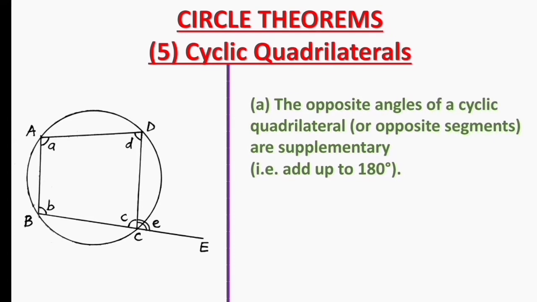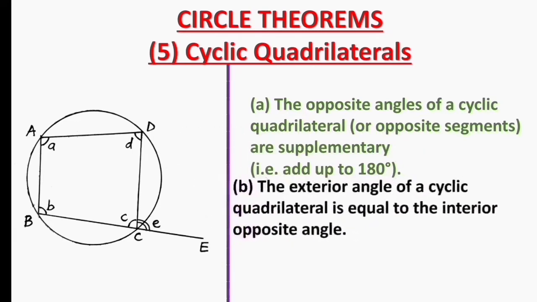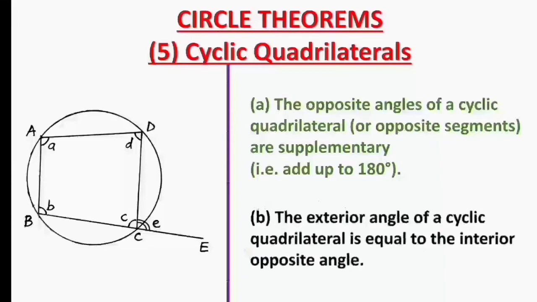Looking at the statement for cyclic quadrilaterals. The first statement says the opposite angles of a cyclic quadrilateral, or angles in opposite segments, are supplementary. That means they add up to 180 degrees. From the second statement, the exterior angle of a cyclic quadrilateral is equal to the interior opposite angle.